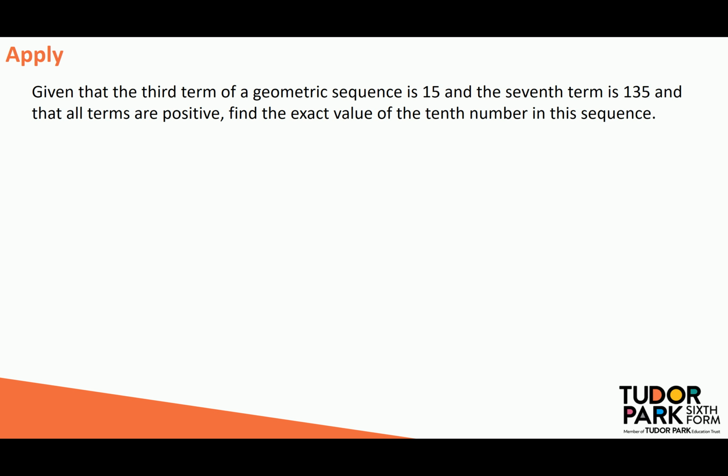We are given that the third term in a geometric sequence is 15, so I'm going to write that down as u3 is equal to 15. And I know that the seventh term, u7, is equal to 135. I also know that the general way of writing down a geometric sequence is ar to the n minus 1, so that gives me two other ways of noting these things down. That first one is going to be ar squared is equal to 15, and this one here is going to be ar to the 6 is equal to 135.